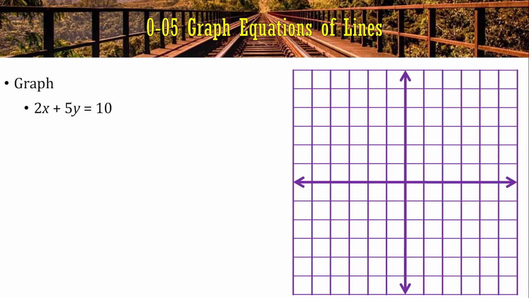So let's try graphing in standard form. You could solve it for y, and you'd do just fine. Let's go ahead and find the intercepts. So our x-intercept is when the y is 0, which ends up being 10 divided by the 2, which is 5. So I can put a point on the x at 5.